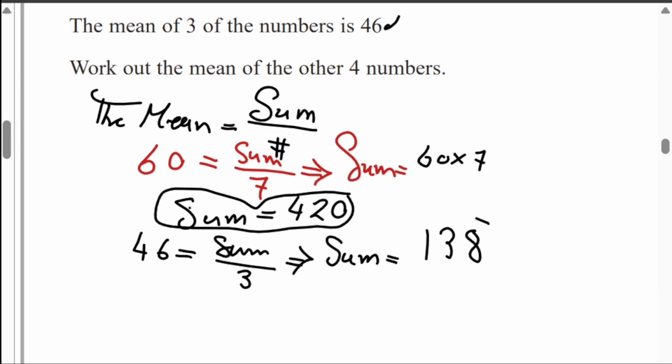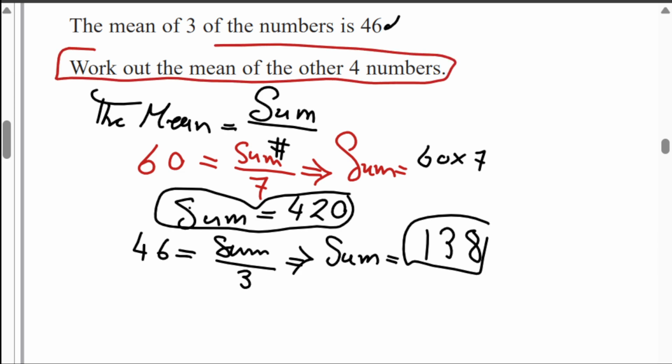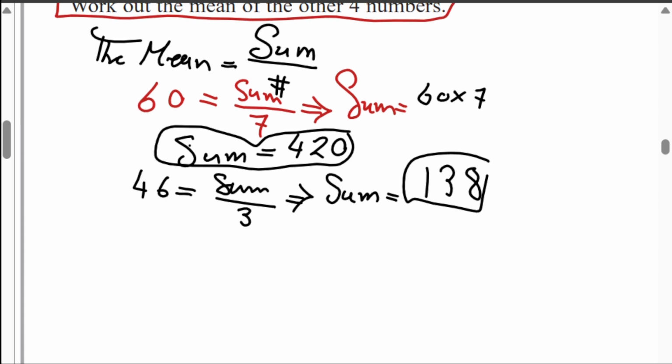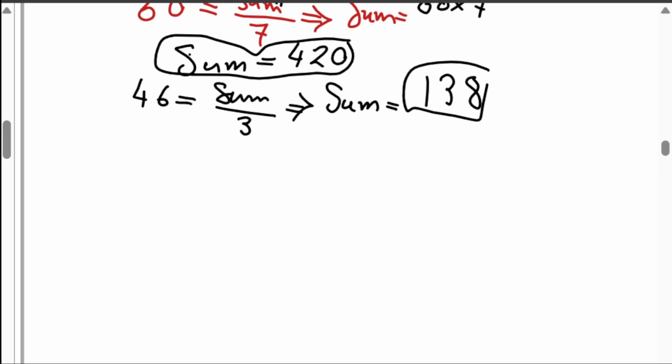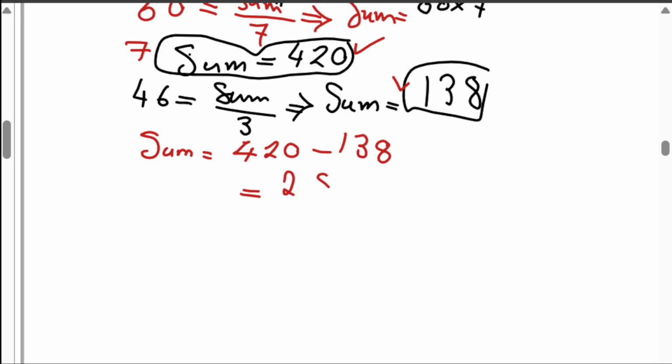After doing this, let's read the question. The question says work out the mean of the other 4 numbers. Now, the 7 numbers add up to 420. The 3 numbers add up to 138. That means the sum of the 4 numbers is equal to the sum of the 7 numbers minus the sum of these 3 numbers. So it equals 420 minus 138. That gives you 282.